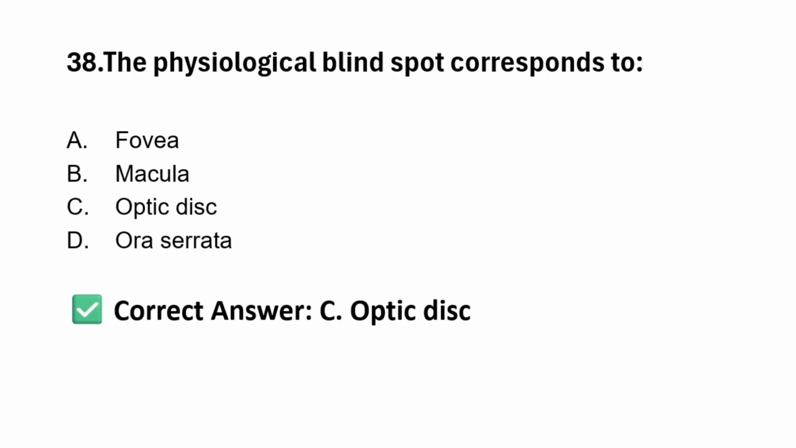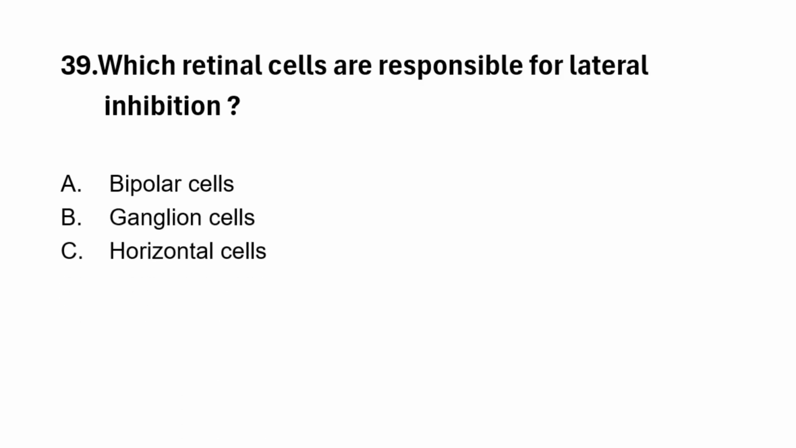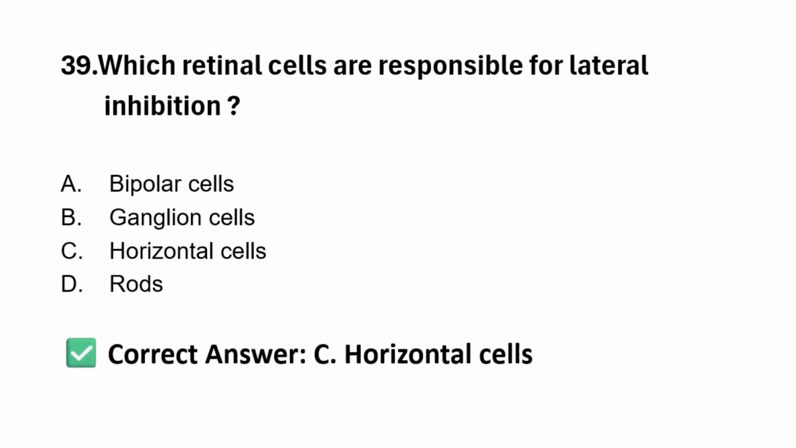Moving to the next question, question number 39. Which retinal cells are responsible for lateral inhibition? Option A, bipolar cells, option B, ganglion cells, option C, horizontal cells, and option D, rods. So the correct answer is option C, horizontal cells. The horizontal cells help sharpen the visual images by enhancing the contrast between neighboring photoreceptor cells.